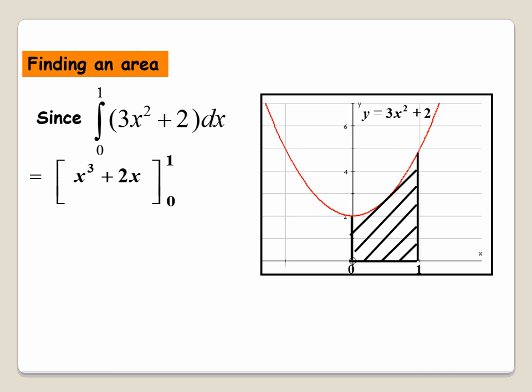All right? So we're going to plug in 1. When we plug in 1, we get 1 plus 2. When we plug in 0, we get 0. So 1 plus 2 minus 0 plus 0 is our 3.